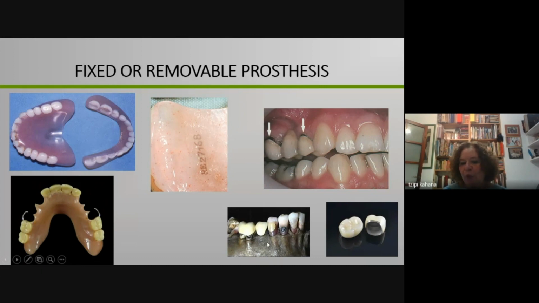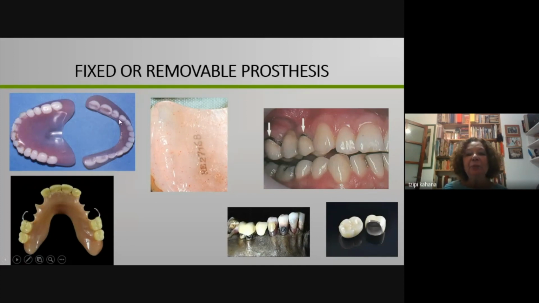On decomposed bodies and on skeletons, it's very easy to see because we don't have the soft tissue covering the junction between the crown and the post that is holding it. In the fresh cadaver, usually what we will see is just a little rim of metal because the gums tend to recede with time. If they have not receded, it's very easy to miss them.